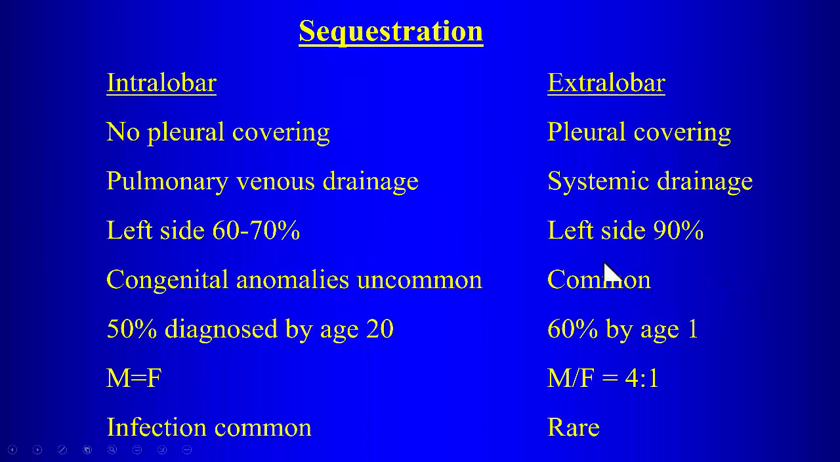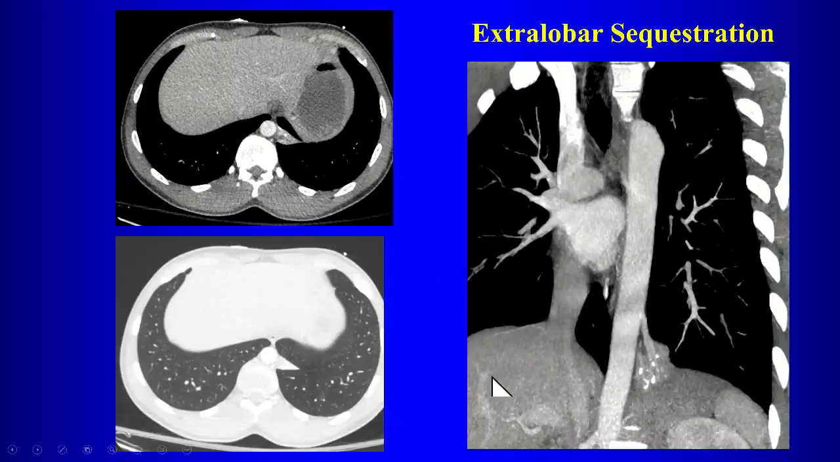Congenital anomalies are more common with extralobar sequestration, so you can think of this as more of a congenital anomaly, and that's why these are usually diagnosed at a younger age, and more common in males with extralobar sequestration. Infection is more common with intralobar sequestration, so it's said that the pleural covering protects the sequestration from infection. So recurrent pneumonias can be a symptom of an intralobar pulmonary sequestration. Okay? So an extralobar sequestration tends to be very well marginated because it has a pleural covering. So it's very sharply demarcated from the surrounding lung.